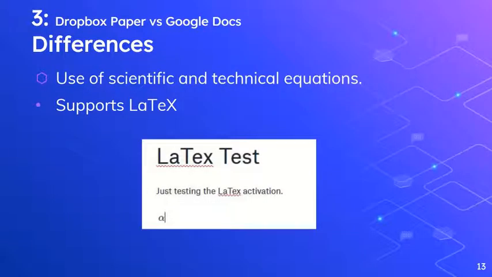So another edge of Dropbox Paper from Google Doc is that Paper supports the system called LaTeX. It is designed to make it easy to represent scientific and technical equations. It is also good for people who would rather type a short set of commands and let someone else or a computer make the formatting look good.